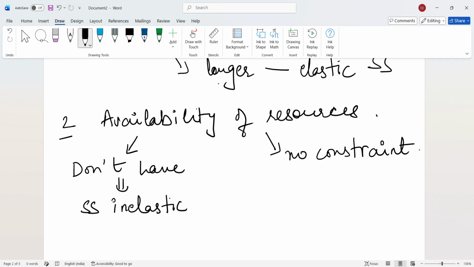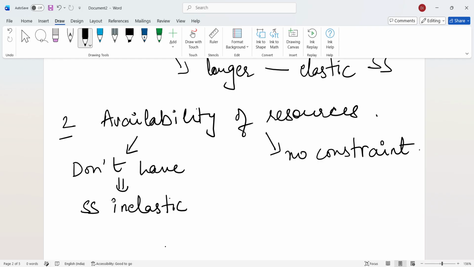So availability of resources and time are the two important factors that we cover in AP Microeconomics for price elasticity of supply. And that's it for price elasticity of supply.